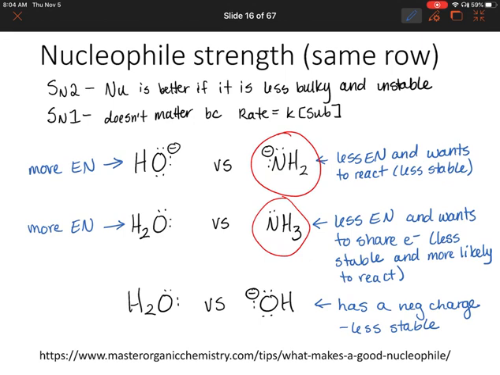Now, again, we're comparing a neutral molecule to an ion here, whereas before we were comparing two molecules with different atoms. So it kind of depends on what you're comparing and what makes the better nucleophile. But typically you want something that has a negative charge or something that is less electronegative and wants to share its electrons.